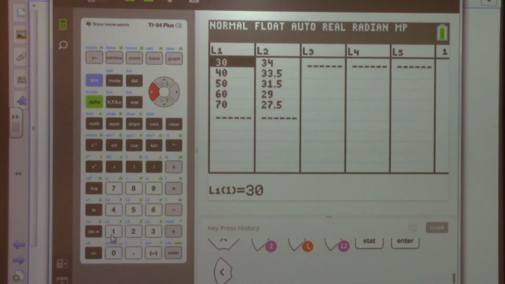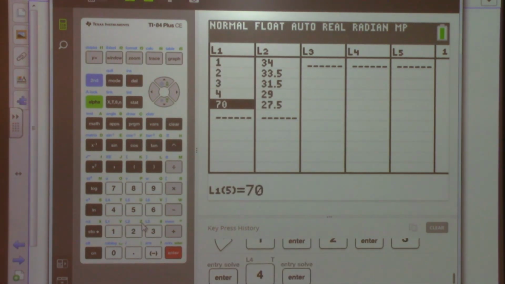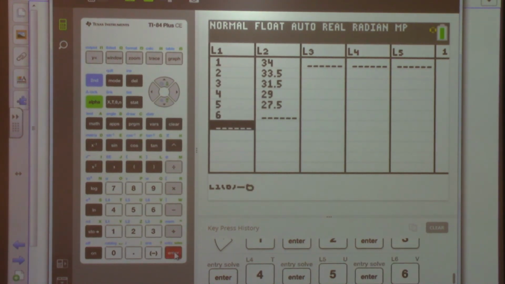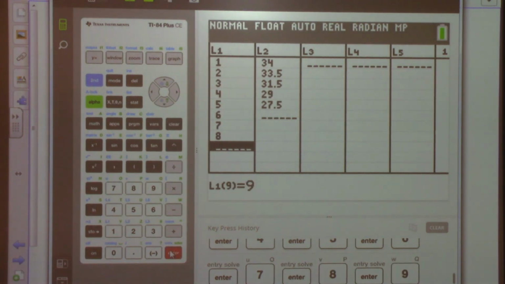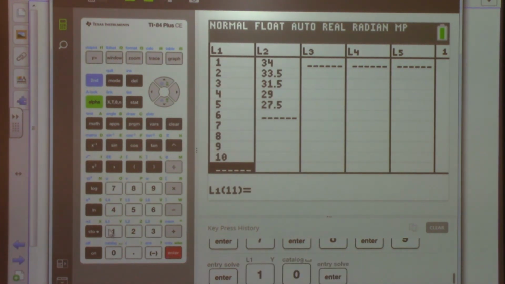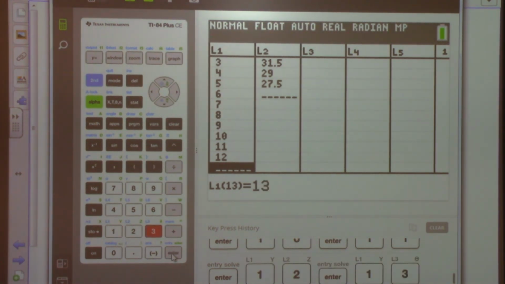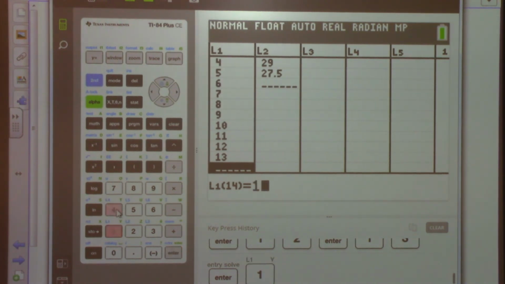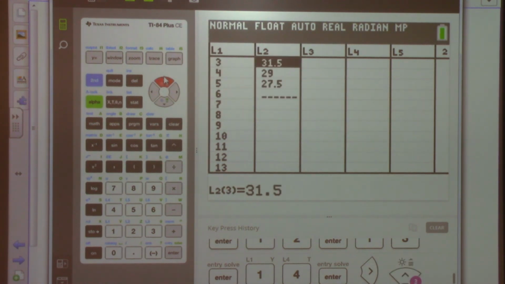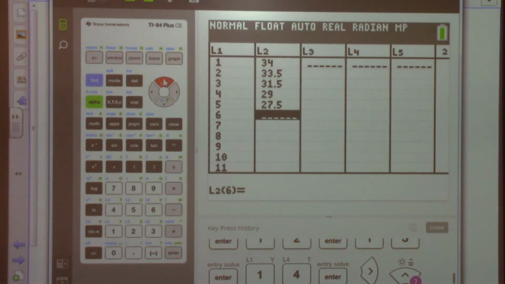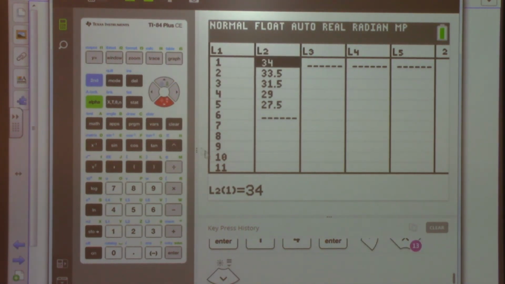So here we have 1, 2, 3, 4, 5, 6, 7, 8, 9, 10, 11, 12, 13, 14. So we have that here. And then, oops. What are the output values for this?